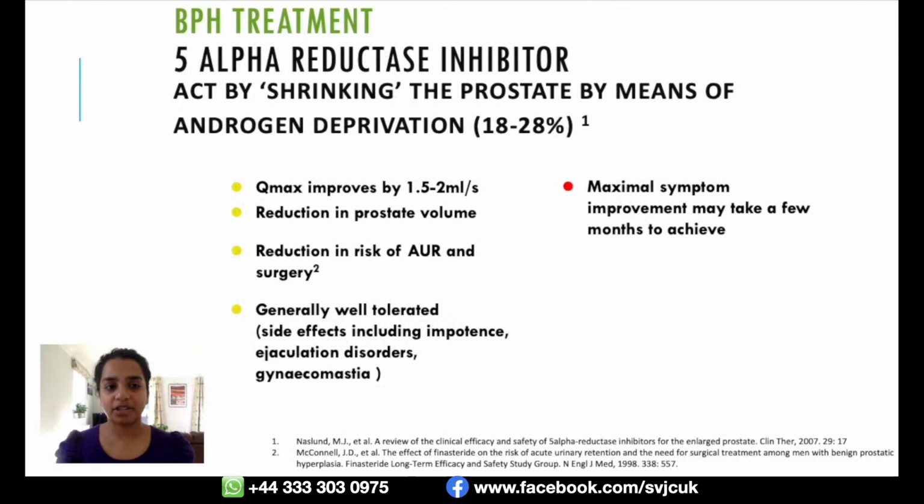The next medication I mentioned is called 5-alpha reductase inhibitor. This blocks the pathway converting testosterone to dihydrotestosterone, and as a result of the androgen deprivation, it shrinks the prostate. On this medication, men find that their Qmax improves by 1.5 to 2 mils per second, and there can be a reduction in the prostatic volume, which results in a reduction in the risk of acute urinary retention and the need for surgery. It generally is well tolerated, however, there are side effects that we warn patients of, including impotence, ejaculation disorders, gynecomastia, and low libido.